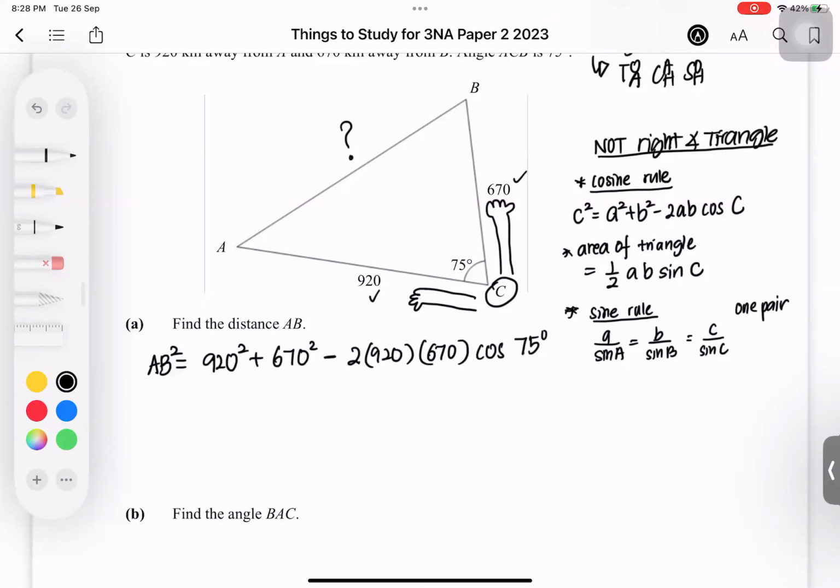Remember to take the shortcut. I want to find AB, but this is AB squared, so I take the square root. Then after that, you calculate your answer. Anyone calculate the answer for me? Max, got answer or not?